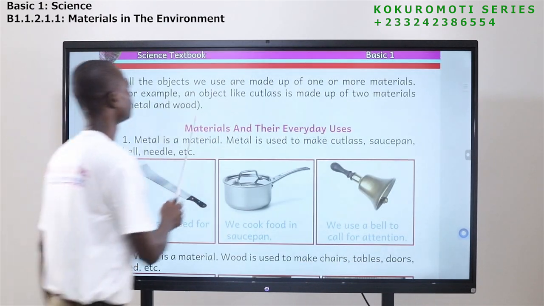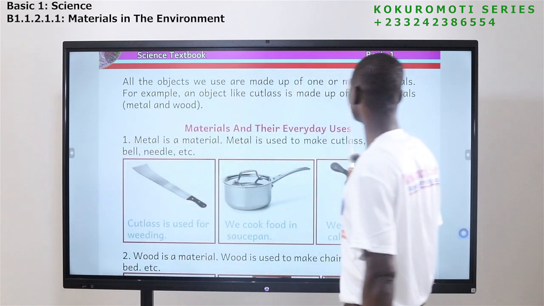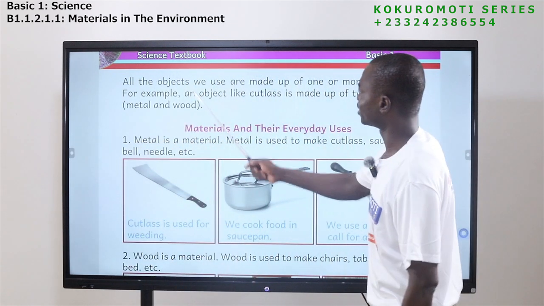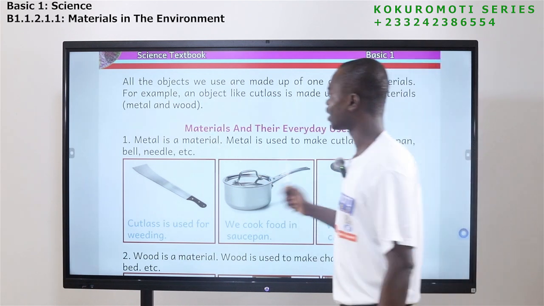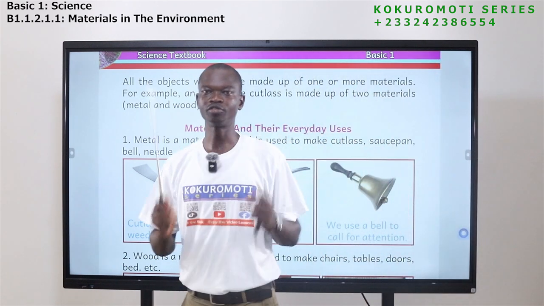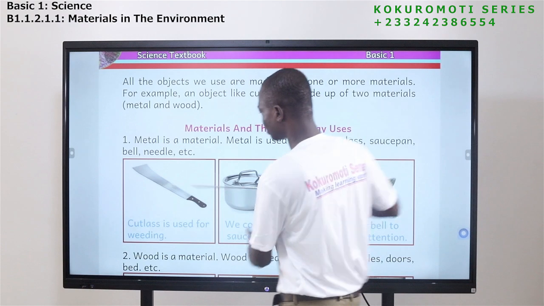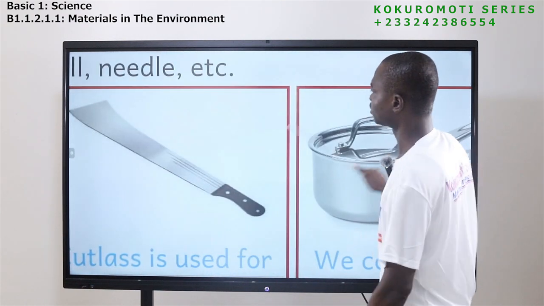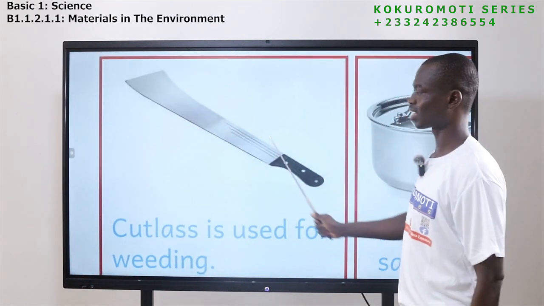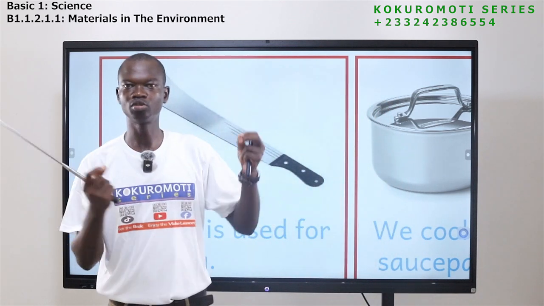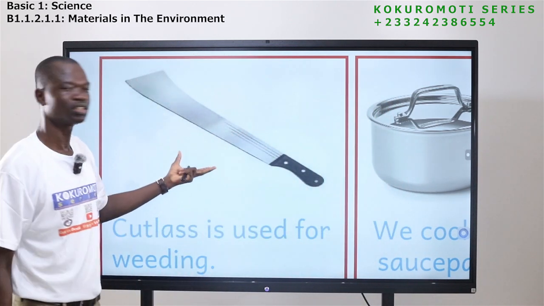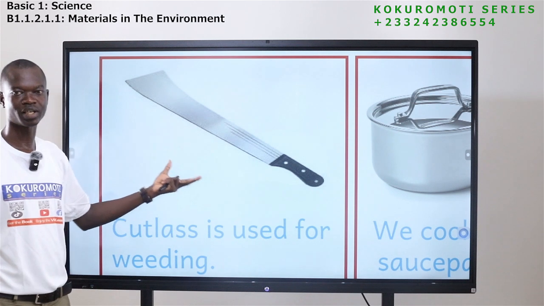So all the objects we use are made up of one or more materials. For example, an object like a cutlass is made up of two materials, metal and what? Wood. So if you know cutlass, let me show you what a cutlass is. This is a cutlass. It's made up of what? Two materials, meaning they use two materials to make this.